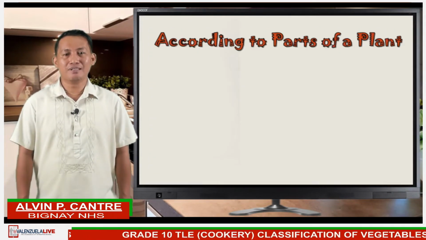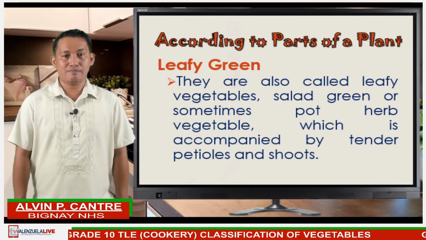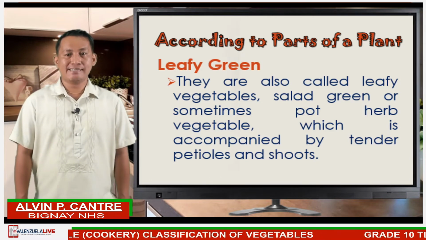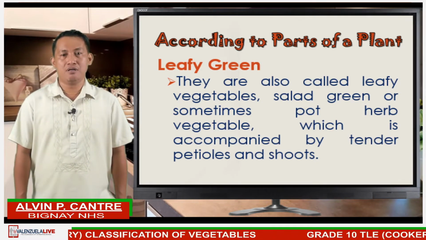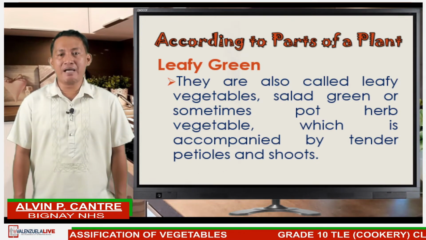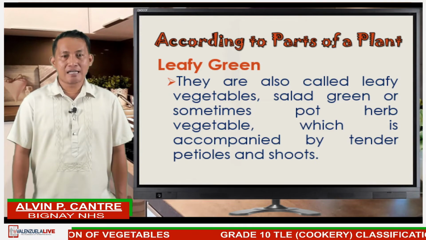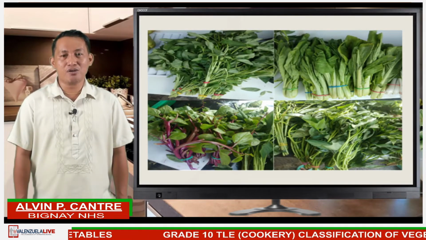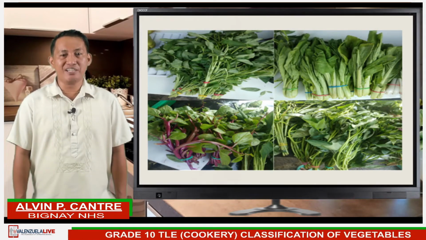Next category is leafy greens. Now, they are also called leafy vegetables, salad green, or sometimes pot herb vegetable, which is accompanied by tender petioles and shoots. Spinach, cabbage, kangkong, lettuce, bok choy, mustard, and many more are best examples under this category.